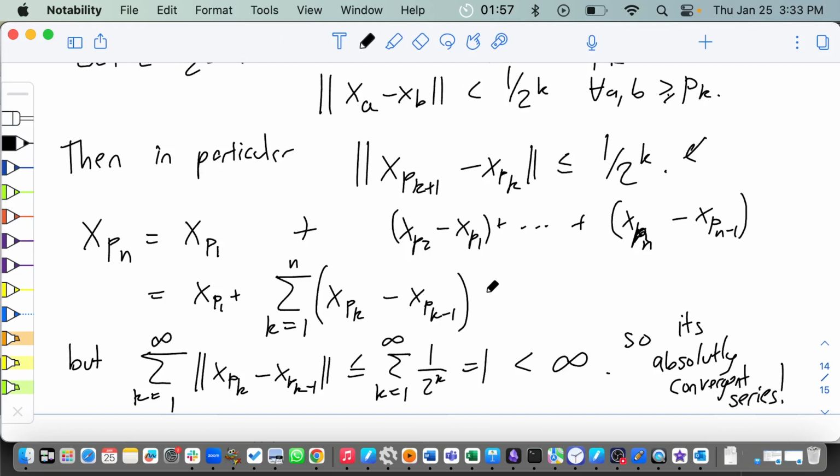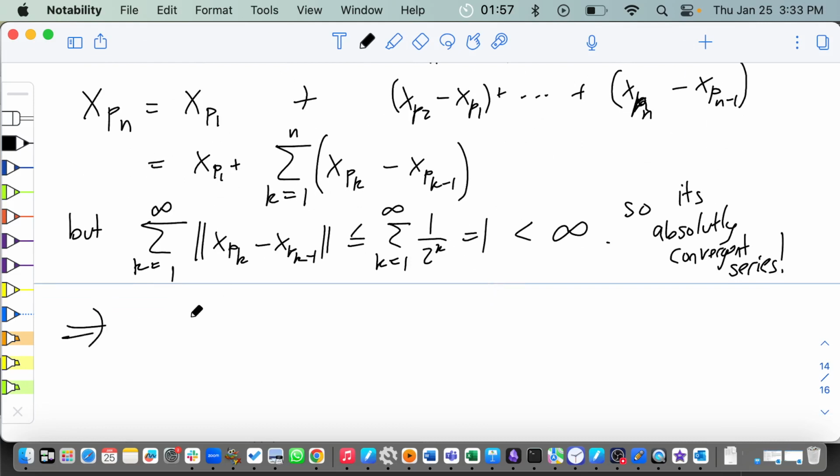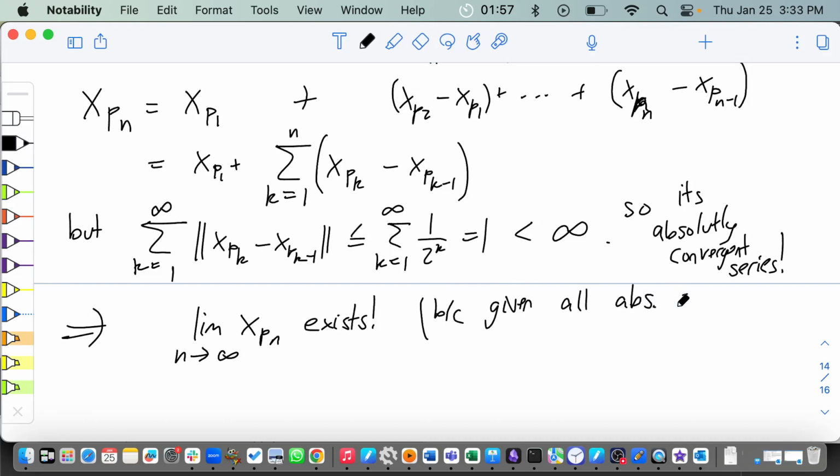Okay. So that's an absolutely convergent series, and by the hypothesis of the problem, we said every absolutely convergent series converges. So therefore, the limit as n goes to infinity of x_{p_n} exists, because we are given all absolutely convergent series are convergent. Okay, so there we go. The limit exists.